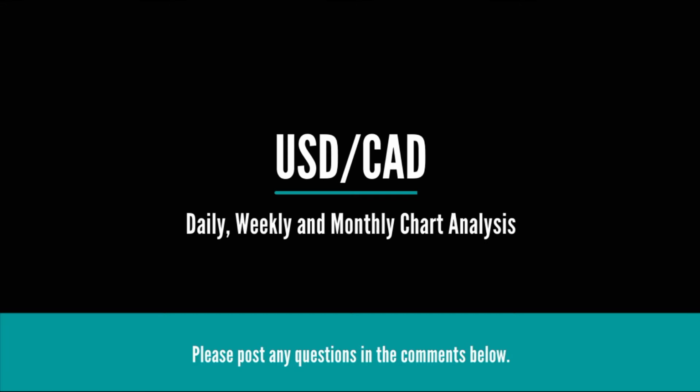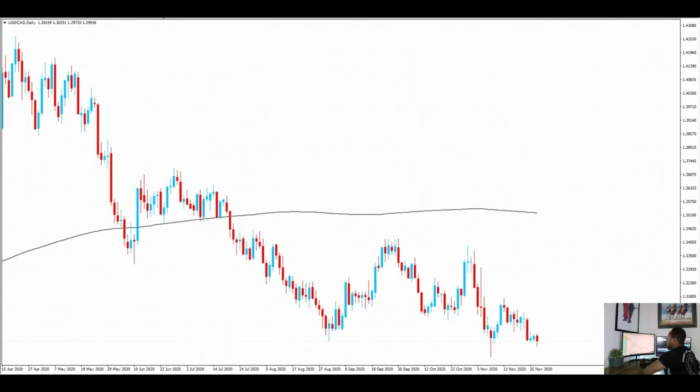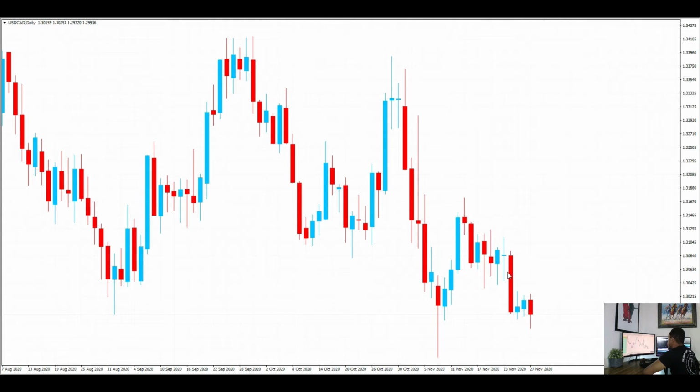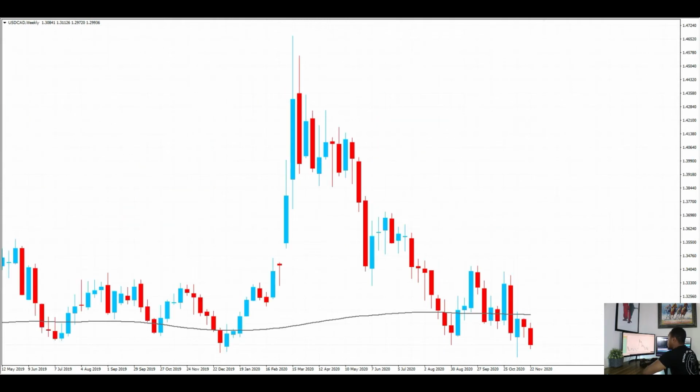And next we've got USD CAD. Okay, so for USD CAD on the daily chart, you can see we're going to push to the downside this week with this bearish candle here, I believe on Tuesday. We're still at the same weekly area of support.